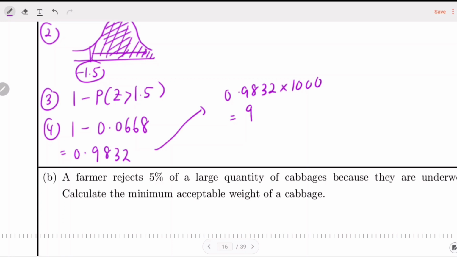I'm sorry, here it's supposed to be 0.9332. So when we multiply by 1000, we're going to have 933.2. But we know that cabbage cannot be in point, so it's approximately 933 cabbage.